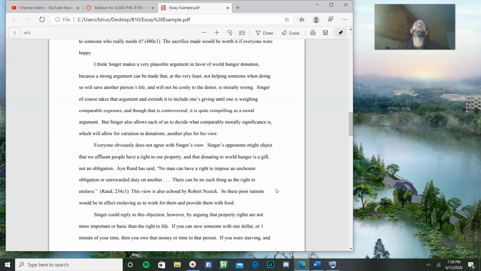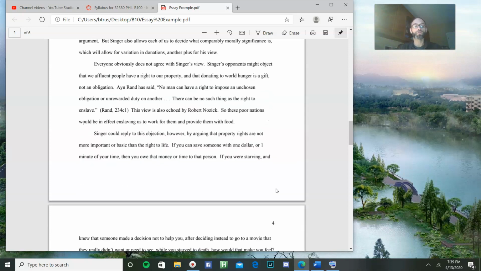So note, even though the author is going to support Singer's argument, they're bringing up an objection and really letting that objection breathe in an entire paragraph. That's something you should do. Don't just bring up an objection in a sentence and dispense with it in a sentence or two. That's not sufficient for a paper like this.